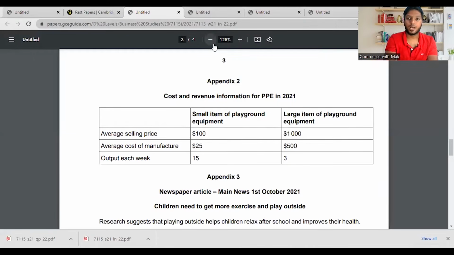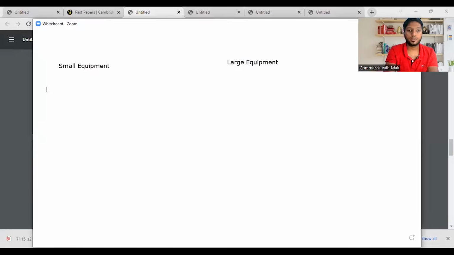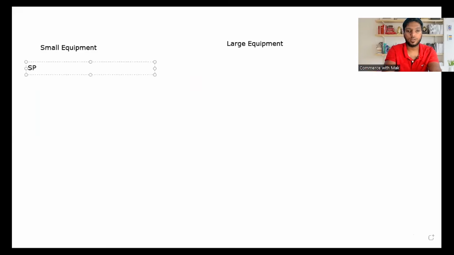Small equipment, they're saying average selling price is 100, average cost of manufacture is 25. Now output each week is 15. So I'm going to multiply the selling price by output each week, and the cost, to find out the exact profit the business is making. So I'll write here average selling price, SP, into quantity will give me total revenue. You all know this. So average selling price was 100, quantity was 15. So my total revenue is $1,500.